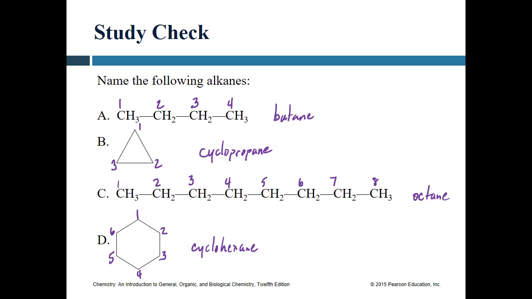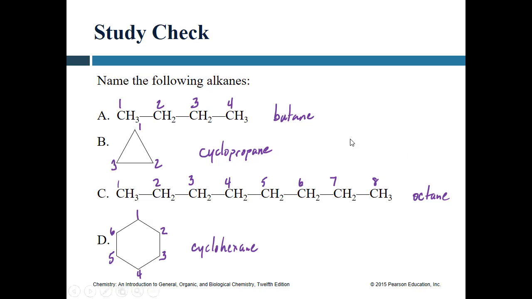So it really came down to, again, at this stage, it's all about counting. Just making sure that you've counted the correct number of carbons in the chain. And then for B and for D, making sure that you put that cyclo prefix in front of the name to indicate that it was a ring as opposed to just a chain.